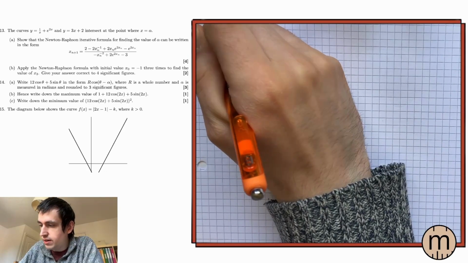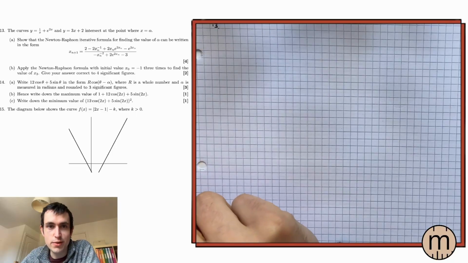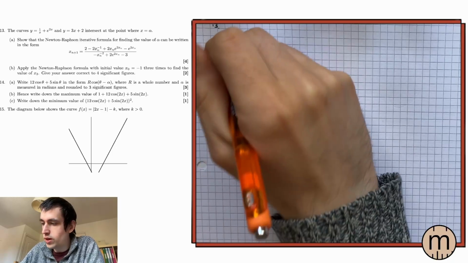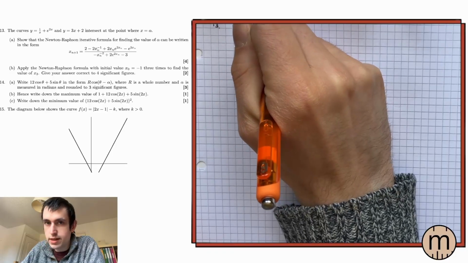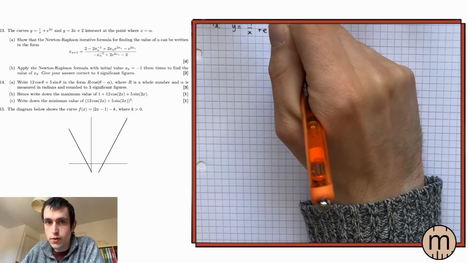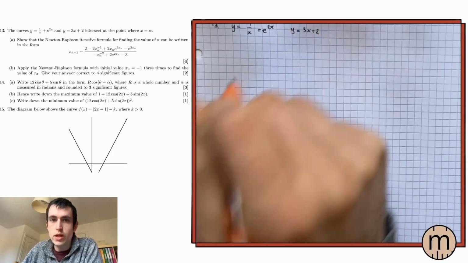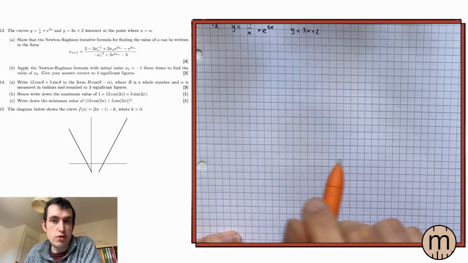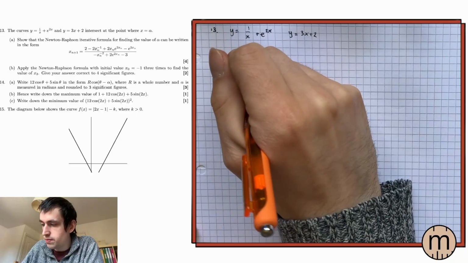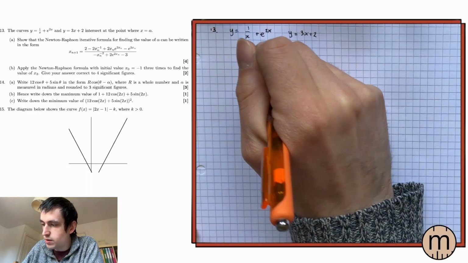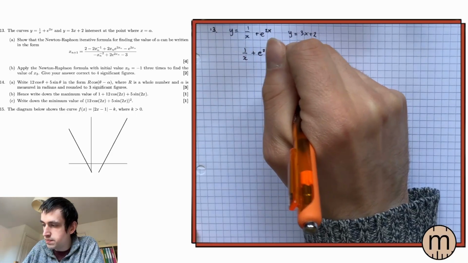Question 13 now. Hopefully we can finish them before it gets dark. We are given a curve y equals 1 over x plus e to the 2x, and we're given another curve 3x plus 2. We're told that they intersect at a point called alpha. Well, if they intersect, then they must be equal to each other. So the first thing I'm going to do is set them equal to each other like this.